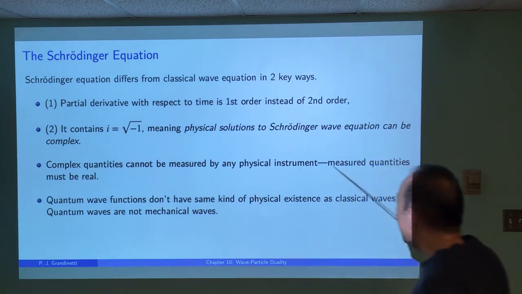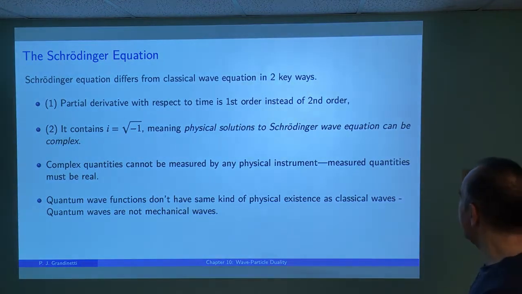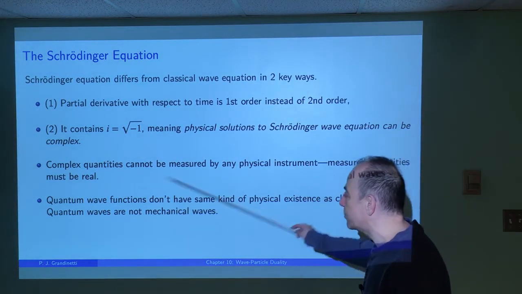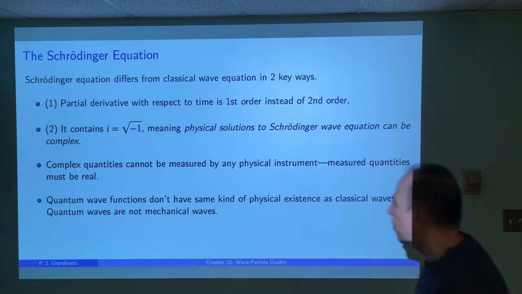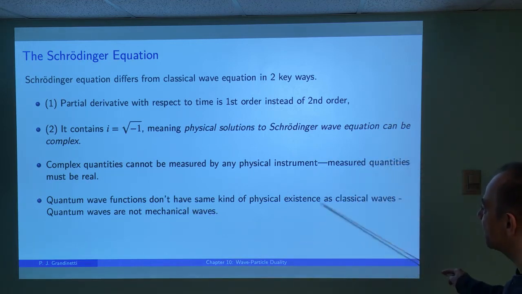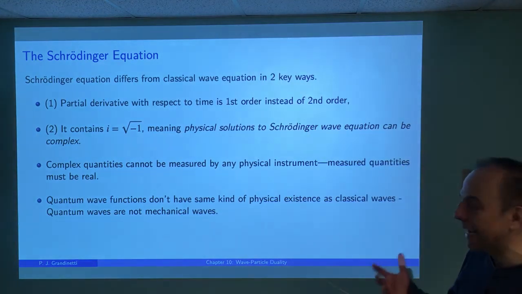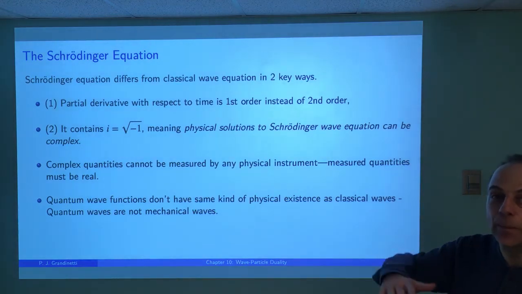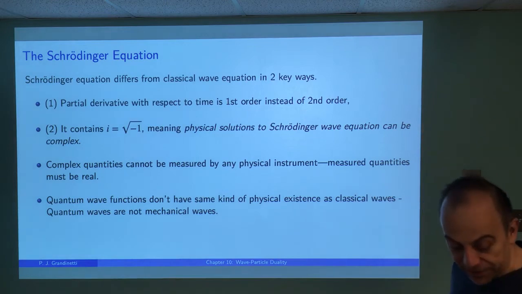So, of course, we know that complex quantities cannot be measured in the lab. So all quantities that you measure in a lab are always real. That means that this quantum wave function can't really have the same kind of physical existence as classical waves. In other words, these quantum waves are not mechanical waves. There's not some mechanical medium that's being displaced that's associated with these waves.